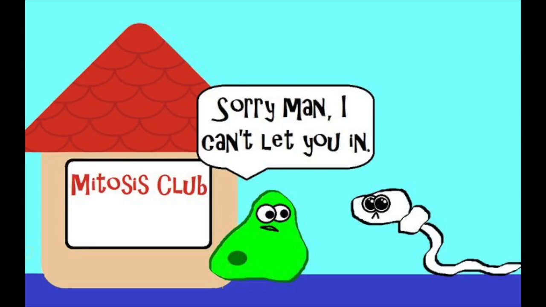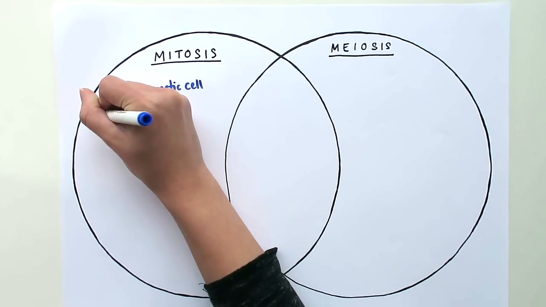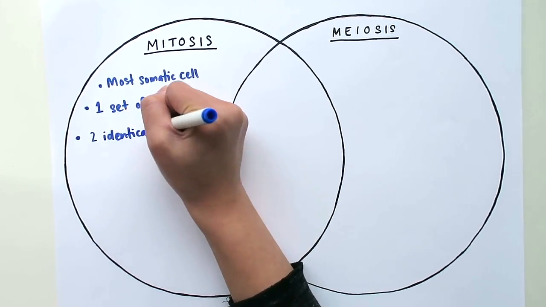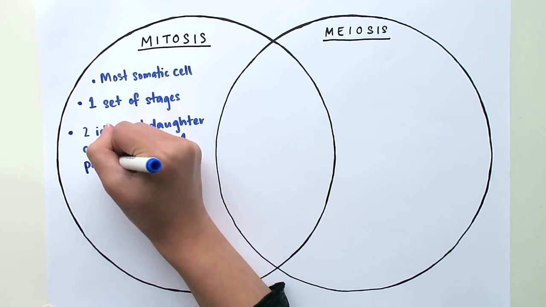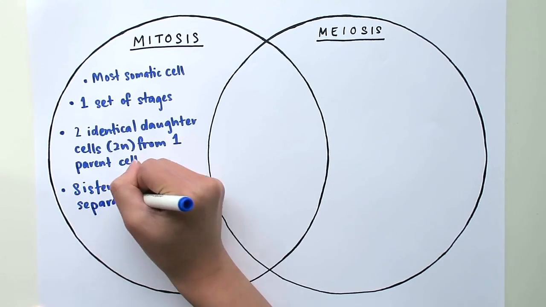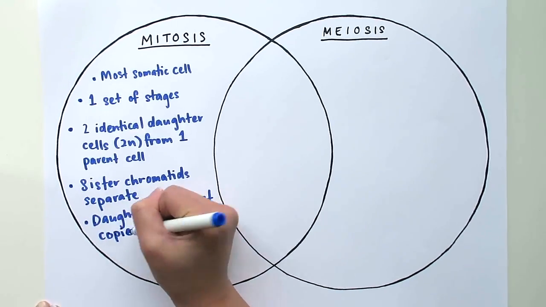There are some unique features that occur either only in mitosis or meiosis. Let's zoom in on the features in mitosis first. Most somatic cells in our body take the mitotic cell division route, such as skeletal muscles and skin cells. The cell undergoes one set of cell division stages where the sister chromatids separate during anaphase and 2 identical daughter cells are produced from that one parent cell.